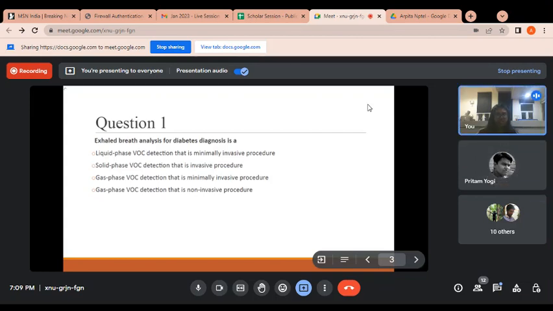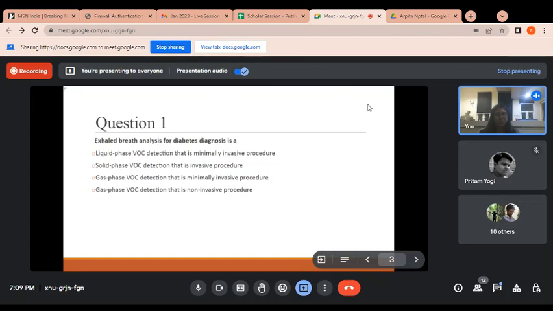Yes, and what is minimally invasive? Can you give an example of a minimally invasive process or procedure? Like the sugar detection method, where we take one drop of blood for the measurement. Yes, you are right. So the answer is option D, the gas phase VOC detection, that is a non-invasive procedure.